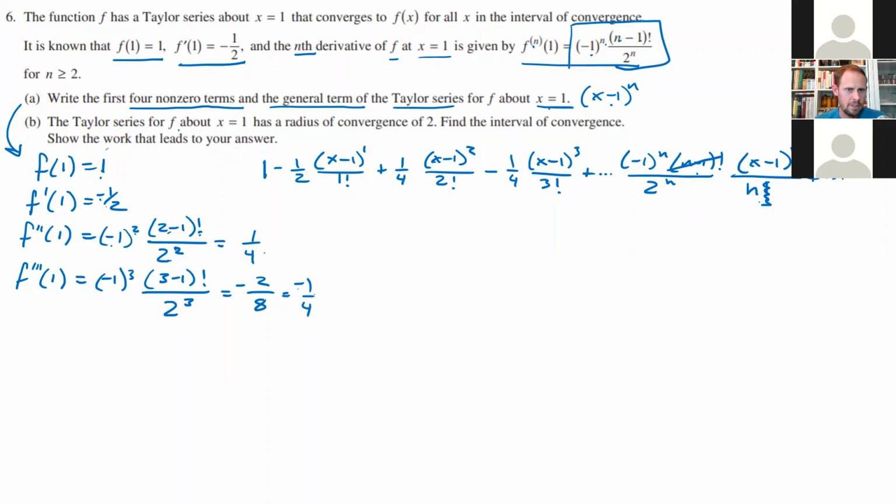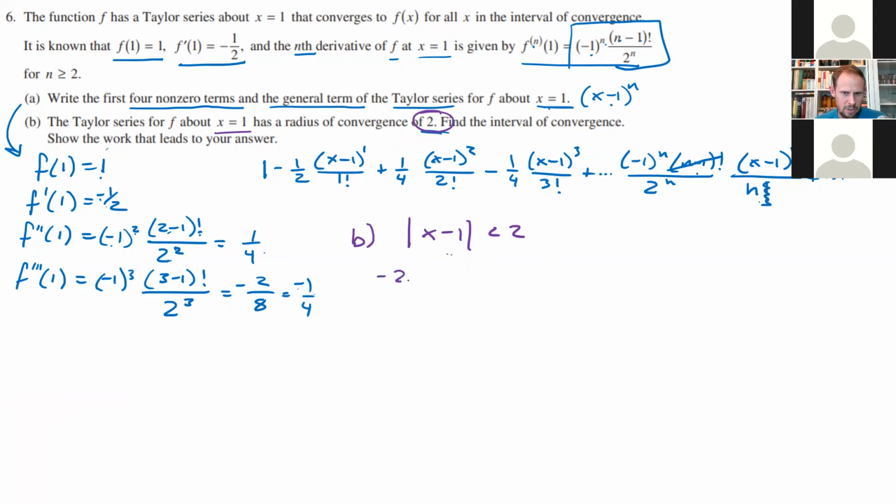Part B. The Taylor series for f at x equals 1 has a radius of convergence of 2. Find the interval of convergence, show the work that leads to your answer. So they're already telling us that the radius is 2. That saves us a little bit of time. So for part B, it's getting us all the way to the absolute value of x minus 1 is less than 2. And it is still centered at 1, so don't forget it's x minus 1.